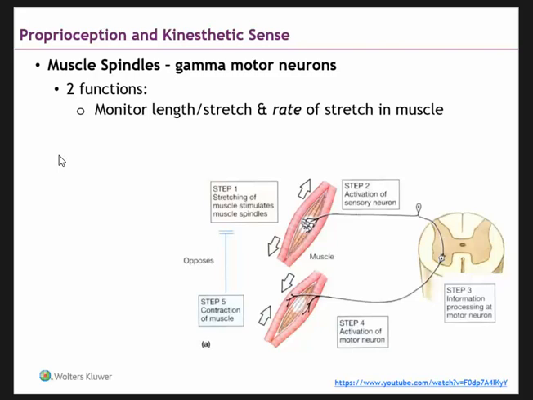So the main role of the muscle spindle is to monitor length of stretch and rate of stretch. So how much is the muscle stretching and how quickly did that muscle stretch? And then its innate response is to initiate a contraction.